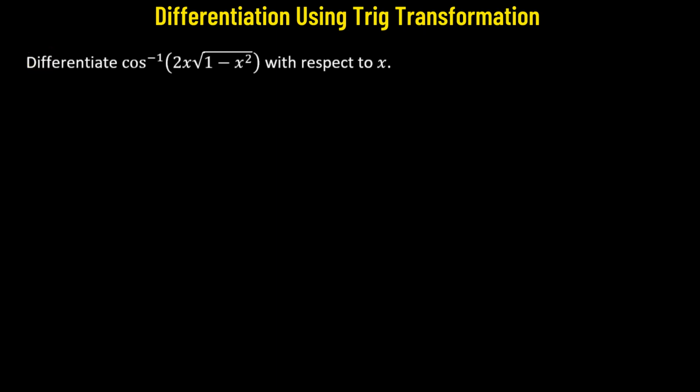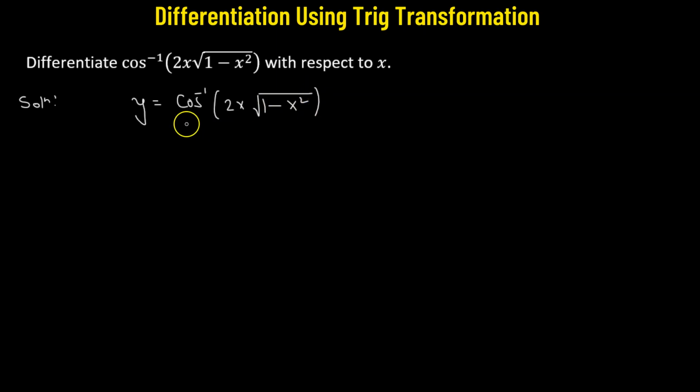So we need to find the derivative of cosine inverse of 2x multiplied by the square root of 1 minus x squared with respect to x. So let's begin. Here we will begin by considering y to be equal to cosine inverse of 2x multiplied by the square root of 1 minus x squared.